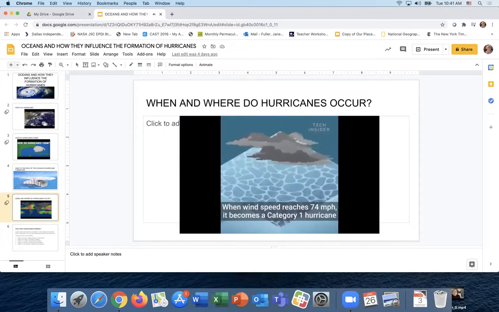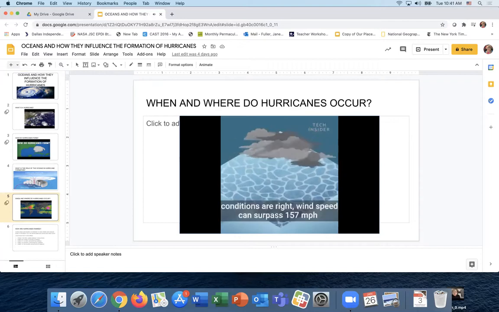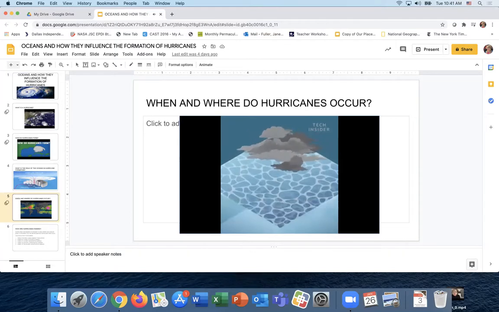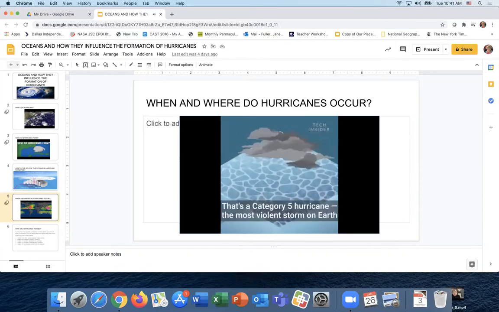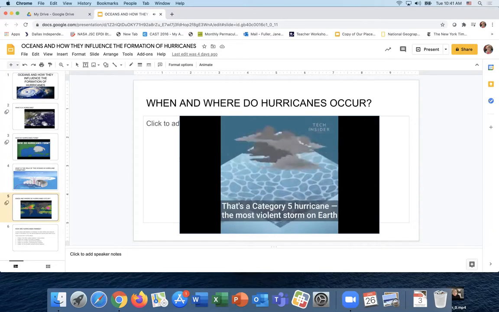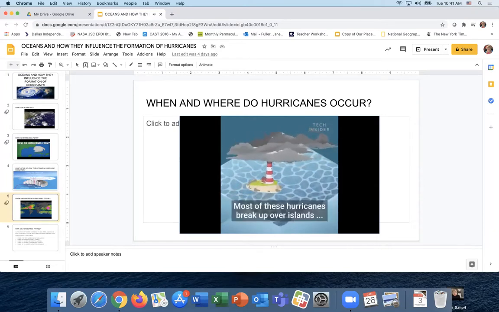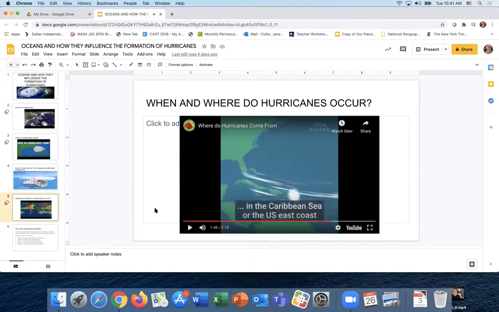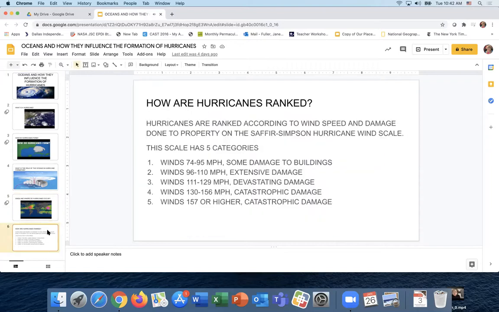And once it reaches 74 miles an hour, it's no longer considered a tropical storm, but it actually becomes a hurricane. And there's a Category 5 hurricane right there. Okay, I'm going to stop that. I'm going to show you how hurricanes are ranked. They're ranked 1 through 5 according to wind speed and damage done to property. The name of the wind scale is called the Saffir-Simpson Hurricane Scale.